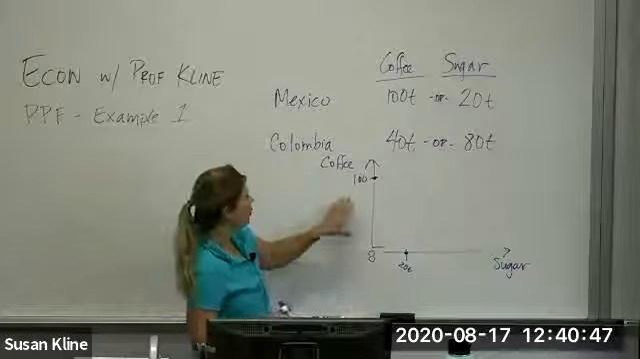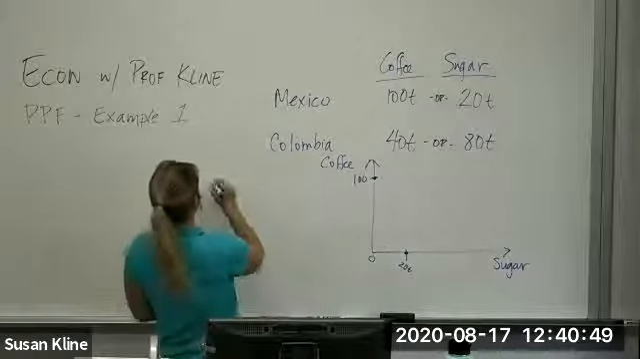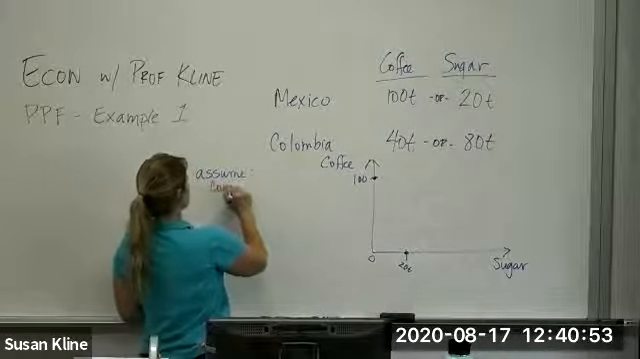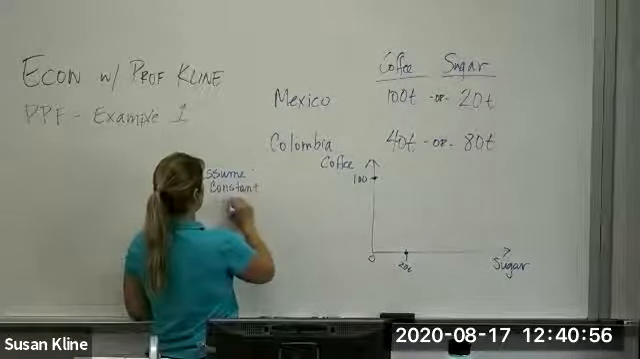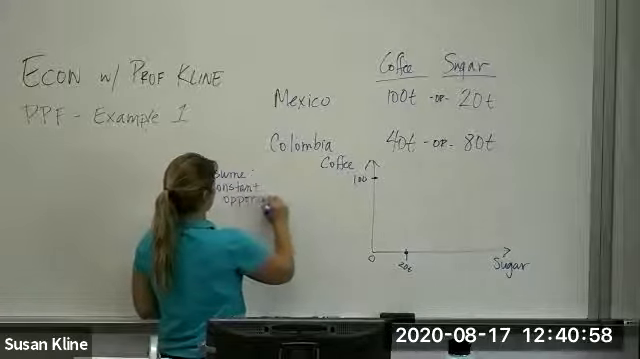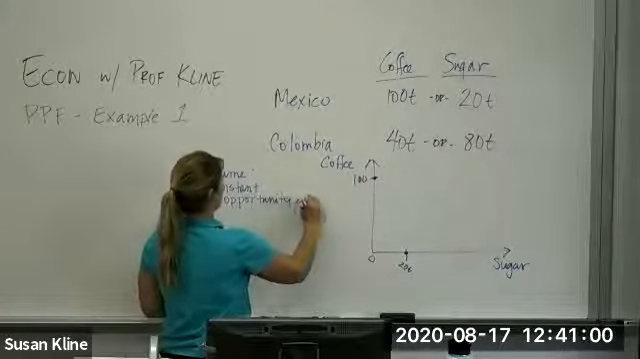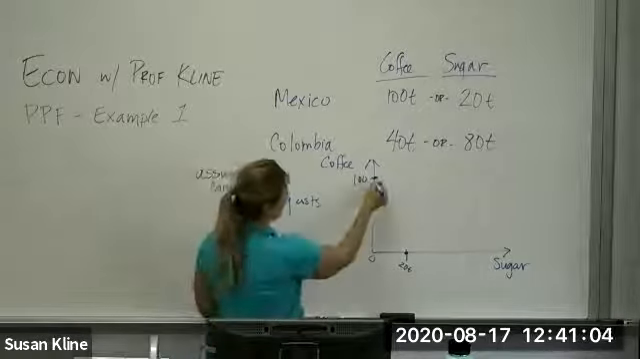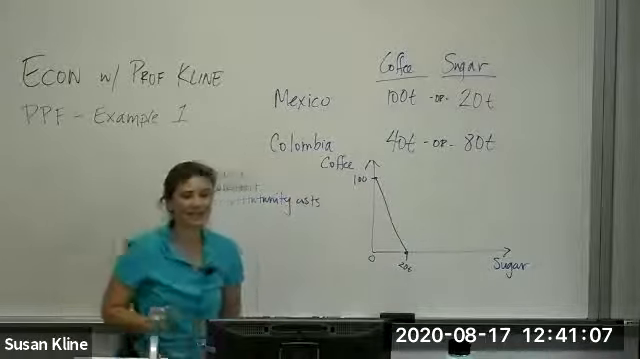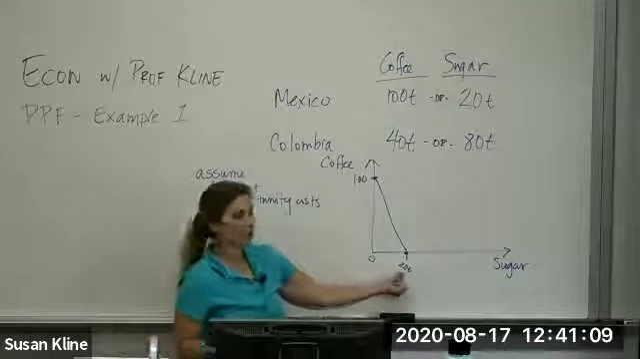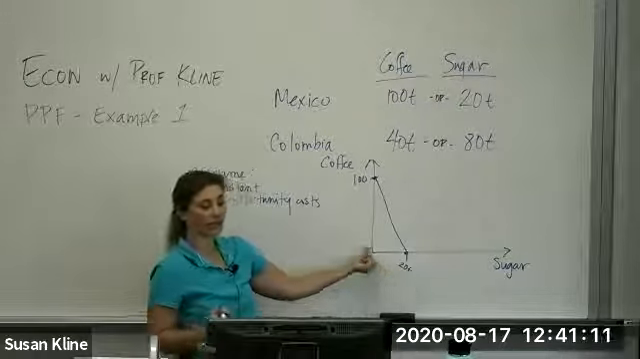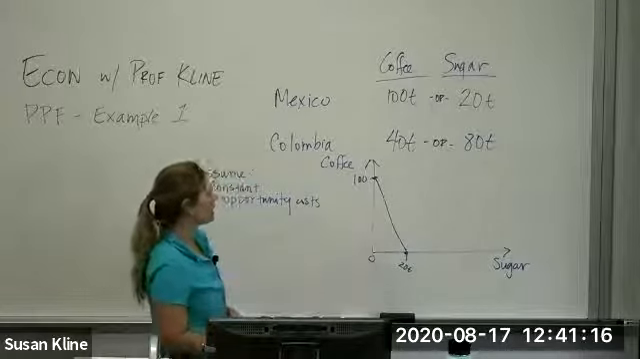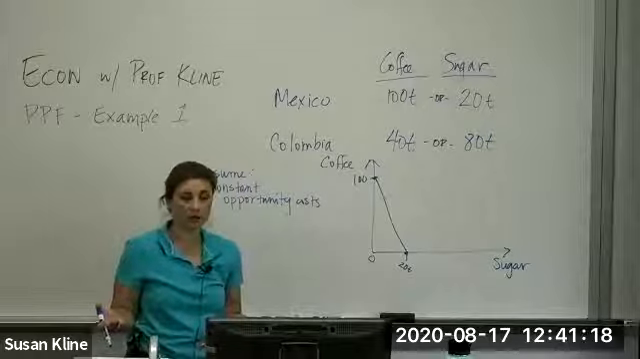And so what we're going to assume right here is constant opportunity costs. What this assumption allows us to do is draw a straight line. It's saying that every unit of sugar we give up, we're going to give back the same amount in coffee. And so this is what we have to start with: what is the opportunity cost?